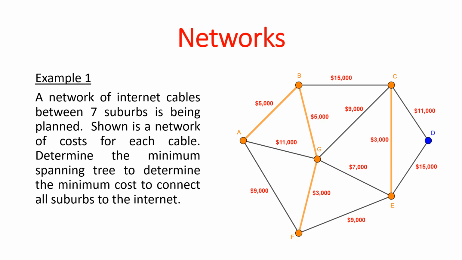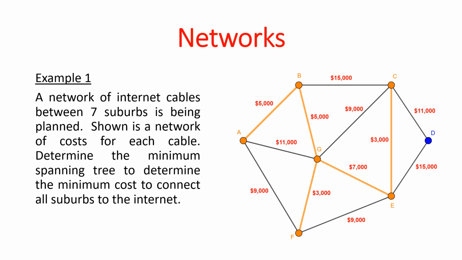Right, well, let's keep going with finding the minimum costs. Well, there's a $7,000 cable, and that's good because now that connects suburb G to suburb E, which is good because now suburbs A, B, G, F, E, and C are all connected.